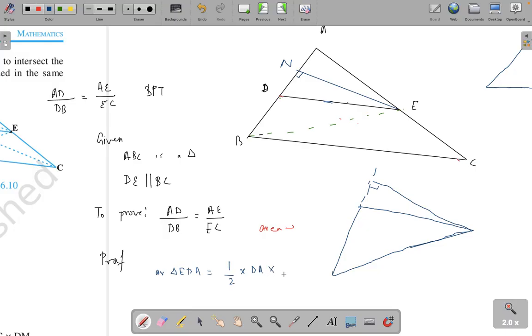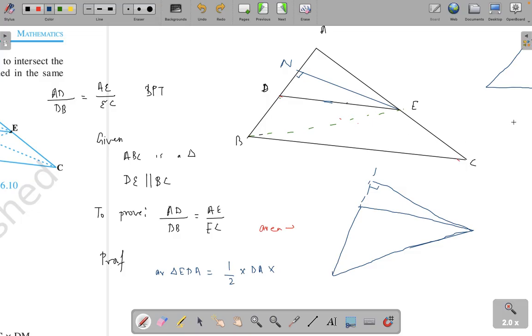I always get confused about which side is the base. So see, the base is the side on which you drop the altitude. If you drop the altitude like this, this will be the base. If you drop the altitude like this, this will be the base. So the base can be anything. It depends on what you are using as the altitude. It is not that this is the base of the triangle.